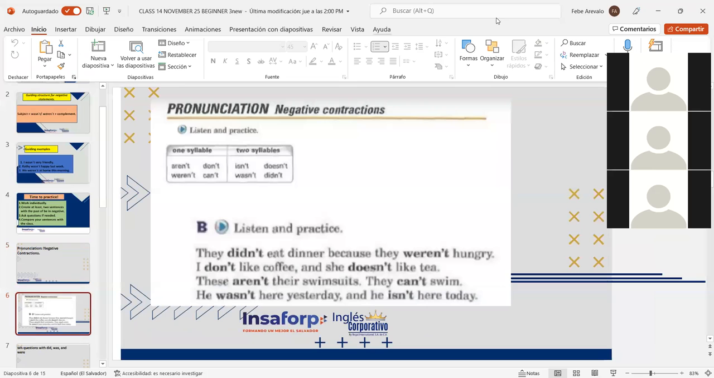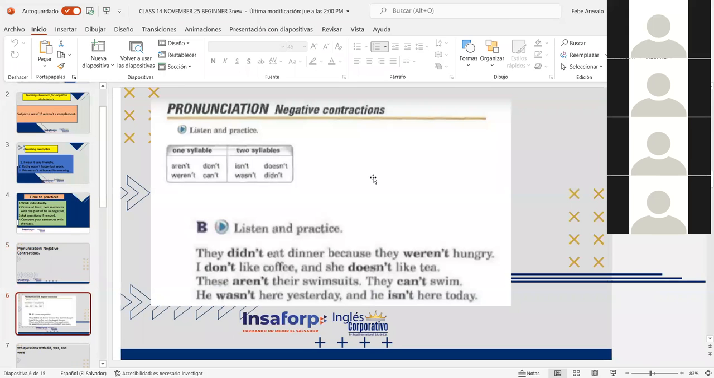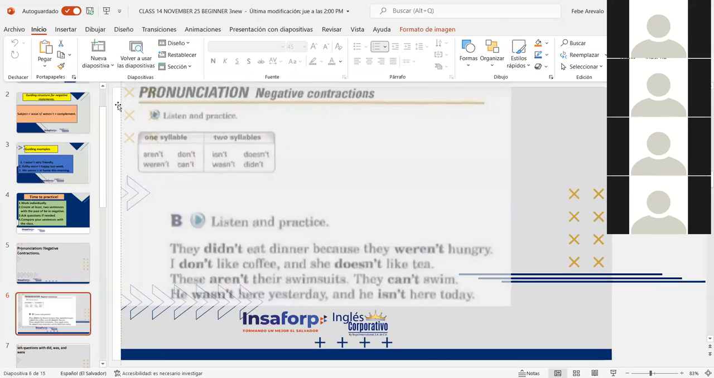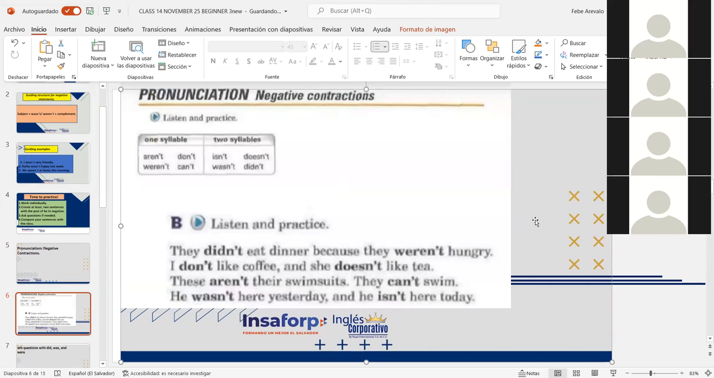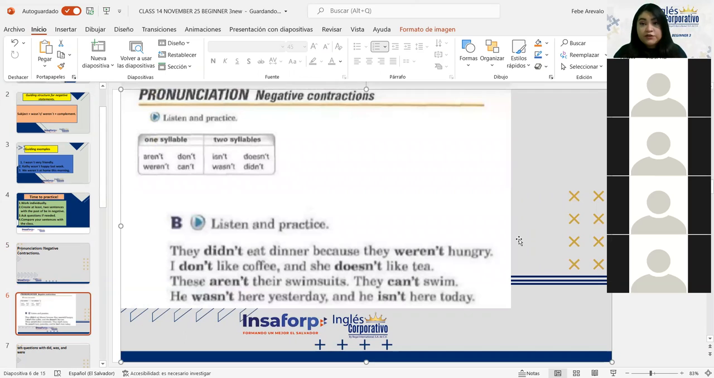I have those examples over here, right? I have them here. Let me see if I can make them bigger for you. Now, it says pronunciation, negative contractions, right? Let's start with this. Como hemos hecho en las últimas veces, con estos tiempos, we need to practice a lot the pronunciation, right? Aren't. Que se escucha esa T, right?